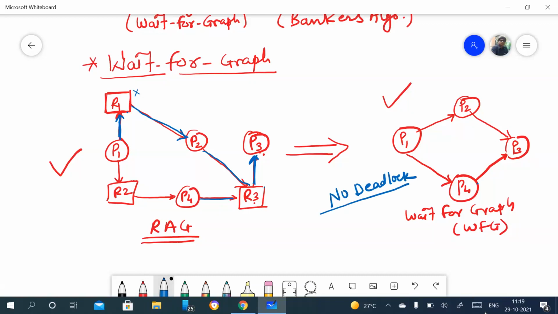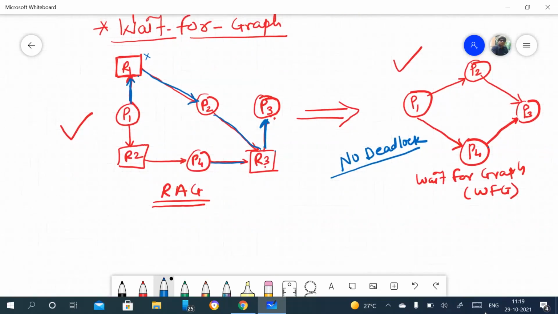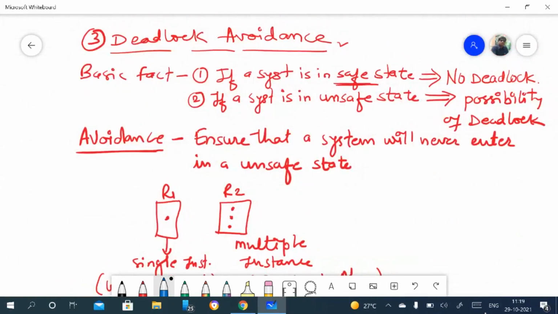You can see here. Another example we can consider is where a cycle is there and the deadlock is also there, both cycle and deadlock. So this example is for no deadlock, right? So this is the thing. Now see, what we said is if the system is in a safe state, there is no deadlock. So we try to keep the system in the safe state.